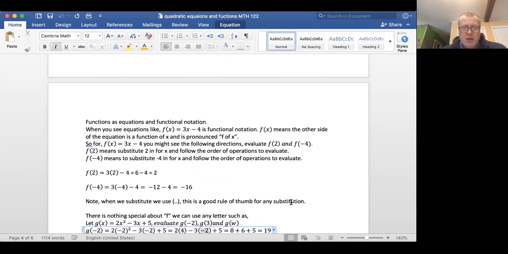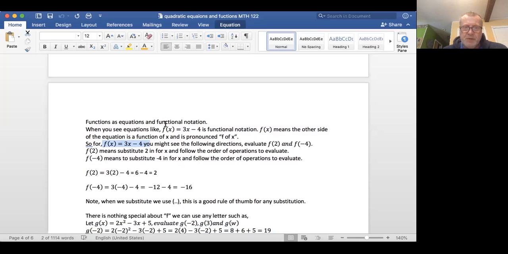Okay. So for f of x equals 3x minus 4, you might see the following directions: evaluate f of 2 and f of minus 4. So f of 2 means we substitute 2 in every place there's an x and follow the order of operations to evaluate. f of minus 4 means we substitute minus 4 in every place there's an x and do the same. So f of 2 equals 3 times 2 minus 4, which equals 6 minus 4, which equals 2. So f of 2 would equal 2.